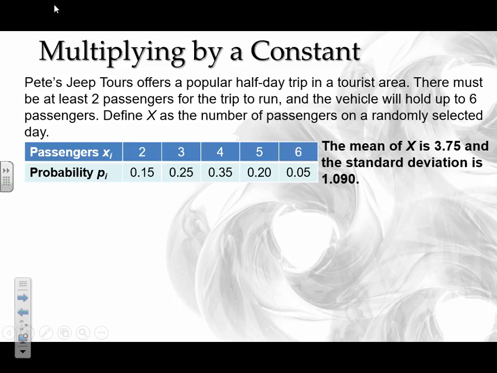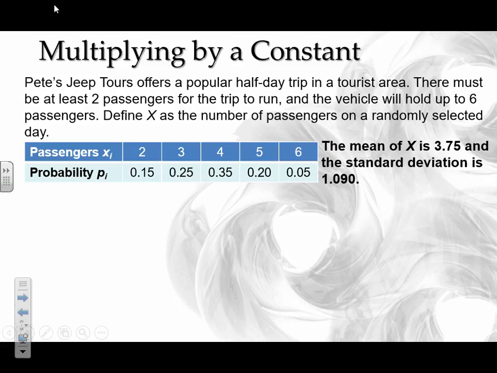So our mean said that on any given day we should expect 3.75 passengers. On average, you'll deviate from that 3.75 by 1.09. On any given day, we are going to deviate from this mean by about 1.09 passengers. So it's kind of like saying we have 3.75 passengers per day, give or take 1. So that's kind of what we're dealing with there.